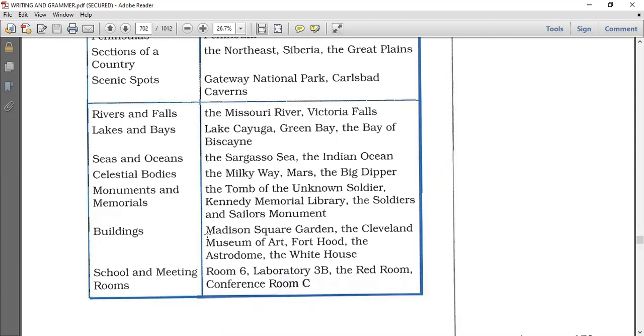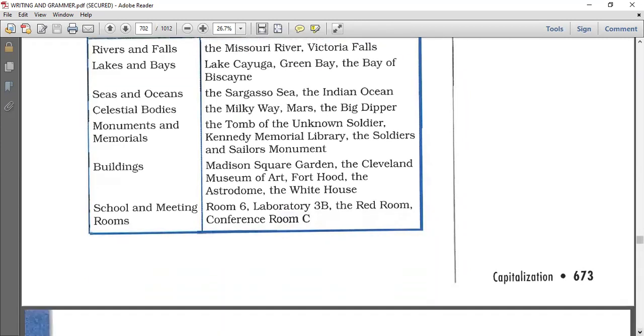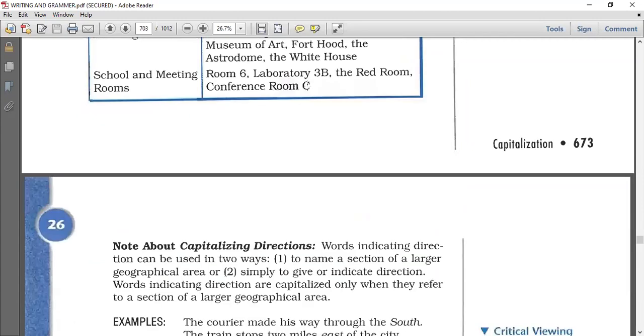Buildings, if we have a famous building, like Freeport Block in Port Said, Freeport building, Madison Square Garden, the Cleveland Museum of Art, Fort Hood, the Astrodome, the White House, and so on. School and meeting rooms, room 6, laboratory 3B, the red room, conference room C, and so on. And remember the letters, notice that the letter C here and the letter B here are capitalized.